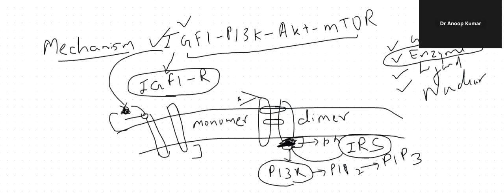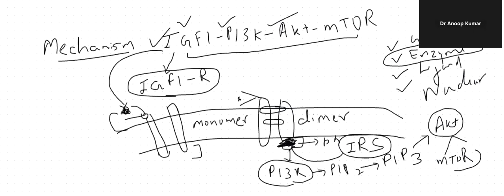Now you can see this is your second. Now the next molecule is AKT. So which molecule is going to activate AKT? AKT is also known as protein kinase B. AKT has various targets. One of the targets is that it's going to activate your mTOR. mTOR is mammalian target of rapamycin, right?